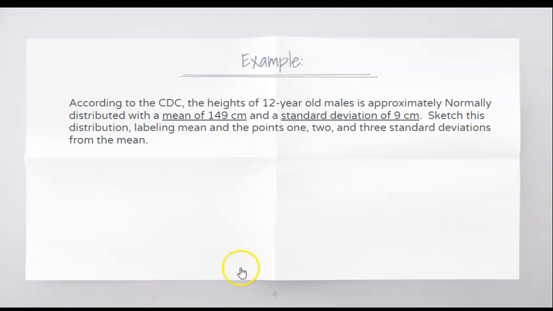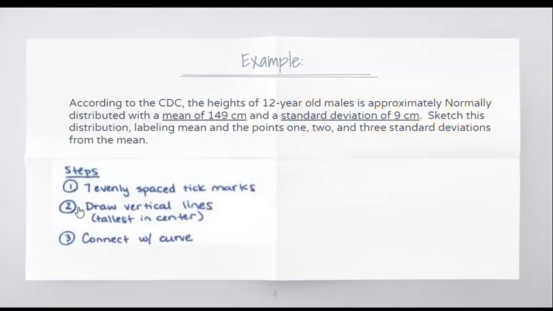So according to the CDC, the heights of 12-year-old males are approximately normally distributed with a mean of 149 and a standard deviation of 9 centimeters. Sketch this distribution, labeling the mean and the points 1, 2, and 3 standard deviations from the mean. So it tells me the shape.